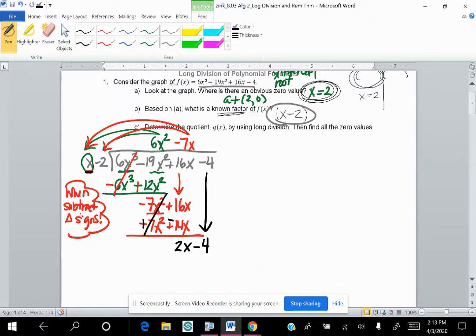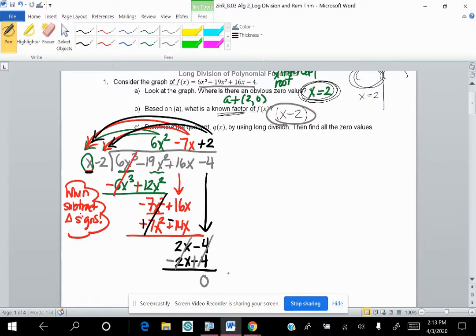Now again, I only look at the x, ignore that negative 2, and I say x times what gives me 2x? Well, x times positive 2 does. Do my rainbow, multiply it through. 2 times x is 2x. 2 times negative 2 is negative 4. Change all my signs. So this becomes a negative, this becomes a positive. These cancel, I get 0. So 0 means I do not have a remainder.